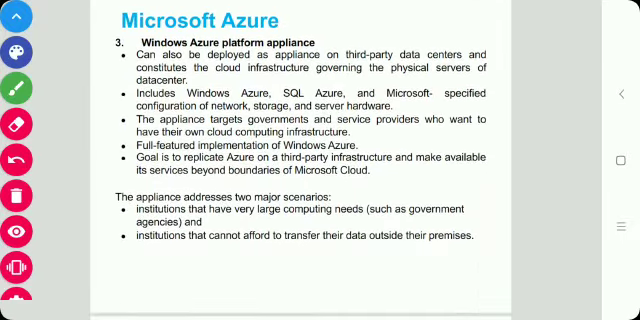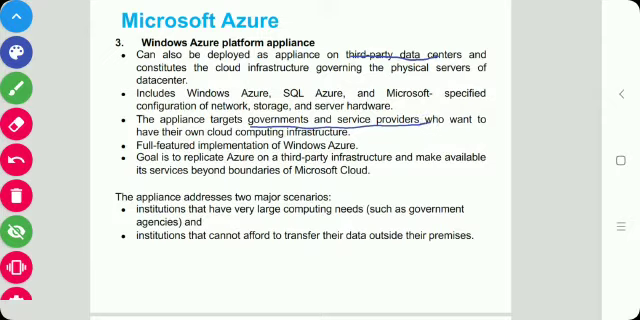Next is the Windows Azure Platform Appliance. The Windows Azure Platform can also be deployed as an appliance on third-party data centers and constitute the cloud infrastructure governing the physical servers of the data center. The Windows Azure Platform Appliance includes Windows Azure as well as SQL Azure and a Microsoft specified configuration of network, storage and server hardware. So this appliance is a solution for the governments and service providers who want to have their own cloud infrastructure.